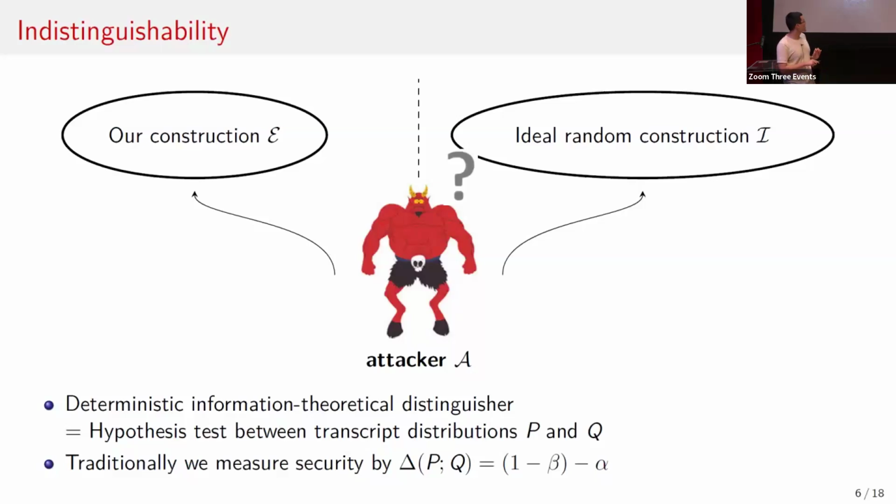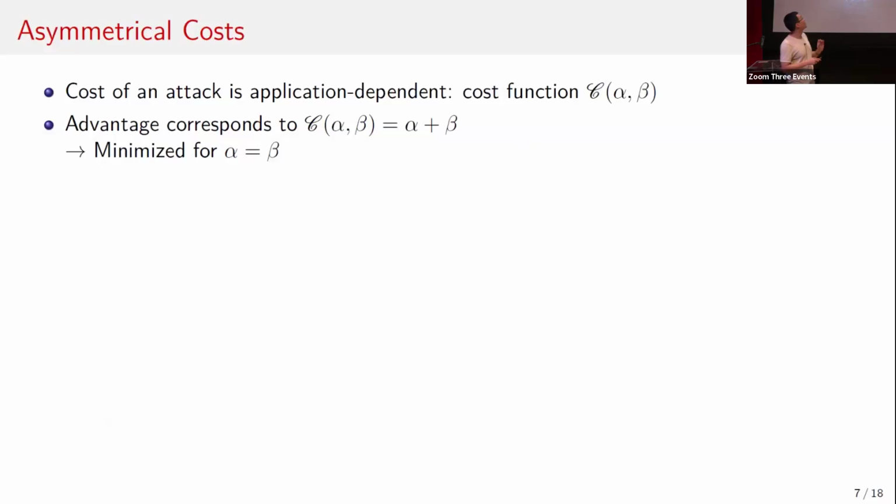Now, traditionally, this security is measured by the statistical distance. We can show that it's just 1 minus the two error rates, but that is done without any justification. For almost all applications, the goal is to minimize the cost of the attack, for example the number of queries, the time, or the data complexity. And there's always a cost function related to the two types of errors. For the case of statistical distance, you can take, for example, alpha plus beta, and this cost function is minimized when alpha is equal to beta.